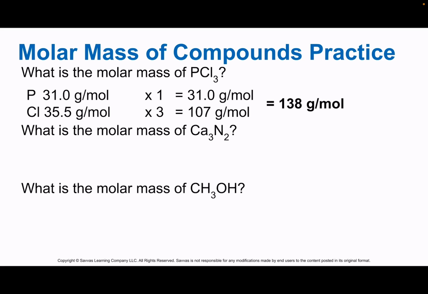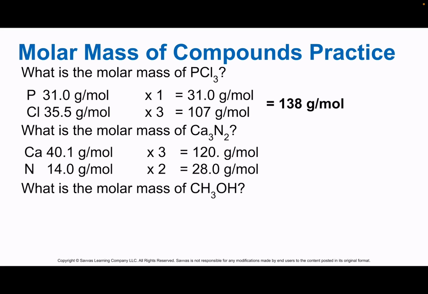The molar mass of calcium nitride is an ionic compound, so we would call this gram formula mass. The mass of calcium is 40.1 and the mass of nitrogen is 14.0 from the periodic table. There are 3 calciums and 2 nitrogens. We multiply them together to get 2 more numbers, which we are going to add together to get 148 grams per mole.